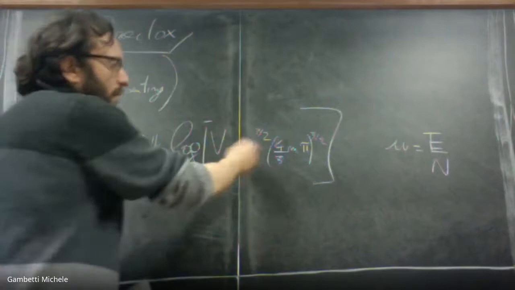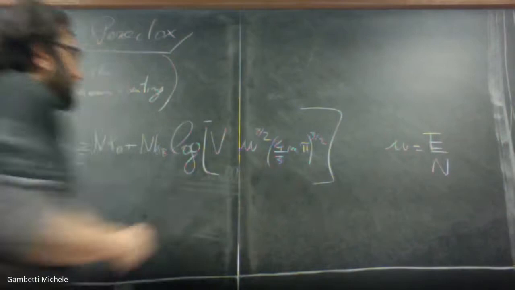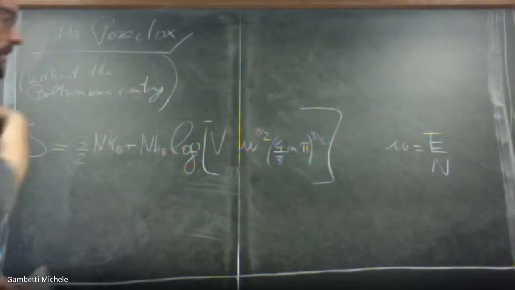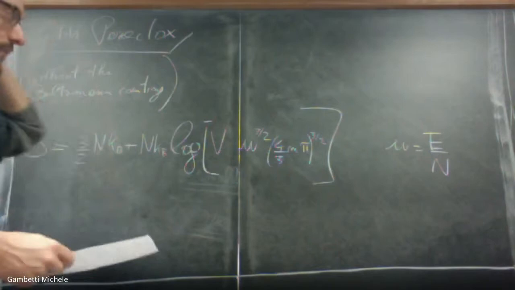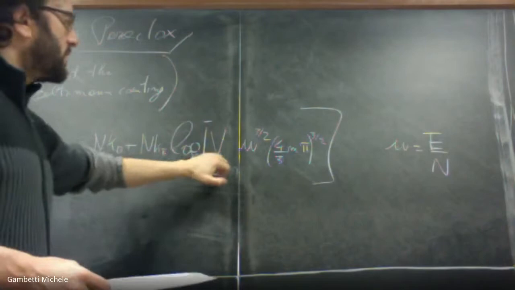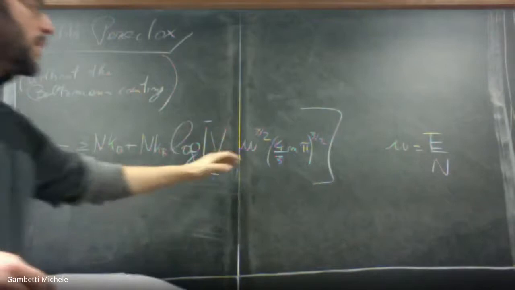Then we have substituted, by using the fact that E is equal to 3/2 N k_B T, the version that I wrote before, in which the thermal wavelength appears. But we actually derived this formula where I have not considered the Boltzmann counting correction, so I have a volume there. So we already stressed that this formula has a problem, in the sense that the volume that appears here makes entropy a non-extensive variable, because if I sum two systems with two volumes, I do not get that the total entropy is the sum of the two single entropies.